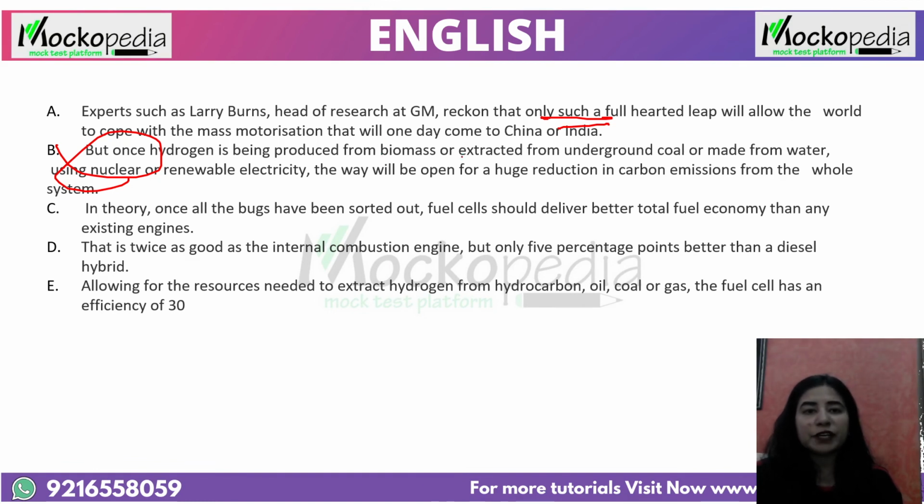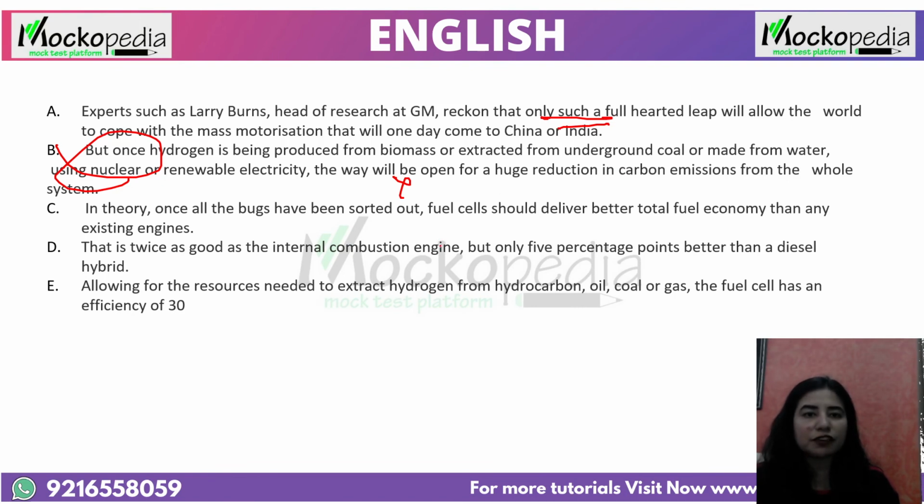But once hydrogen is produced from biomass or extracted from underground coal or made from water using nuclear or renewable electricity, the way will open for a huge reduction in carbon emissions from the whole system. Okay, in theory. So theoretical discussions, a good possibility of it being an opening one. So I hope you've understood why we have eliminated A and B as not the opening statements.